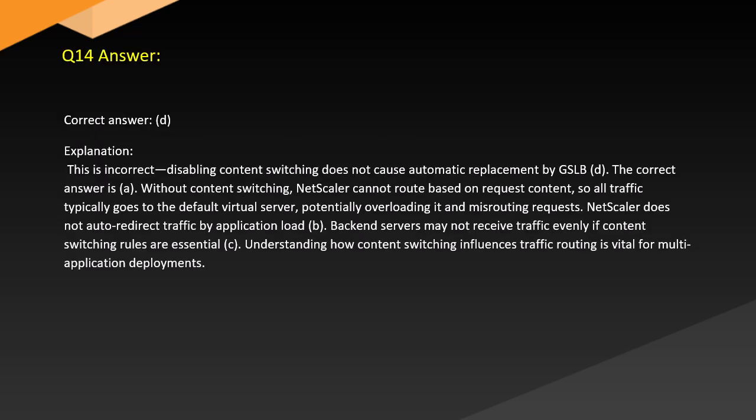Answer. Correct answer, D. Explanation. This is incorrect. Disabling content switching does not cause automatic replacement by GSLB, D. The correct answer is A. Without content switching, NetScaler cannot route based on request content, so all traffic typically goes to the default virtual server, potentially overloading it and misrouting requests.